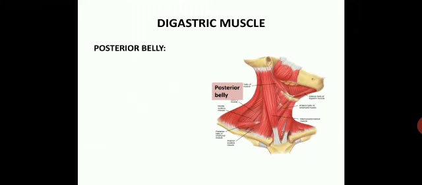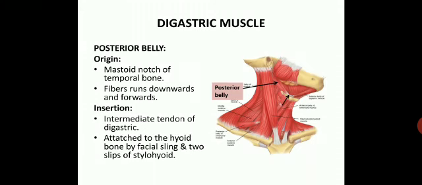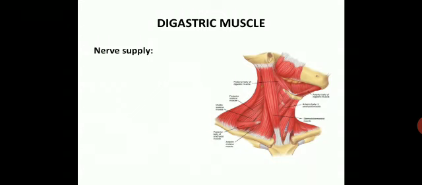The posterior belly originates from the mastoid notch of the temporal bone. The fibers run downwards and forwards. It is inserted into the intermediate tendon of the digastric and attached to the hyoid bone by the fascial sling and the 2 slips of stylohyoid. Nerve supply is by the facial nerve.